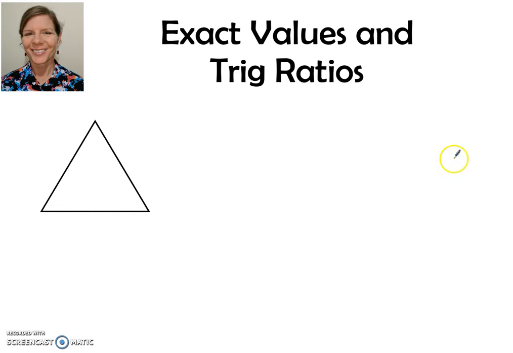Okay, so let's have a look here. Imagine we've got this triangle. This is an equilateral triangle, and we're going to say that the side lengths are 2. So each of these angles is 60, 60, and 60. So we know that.